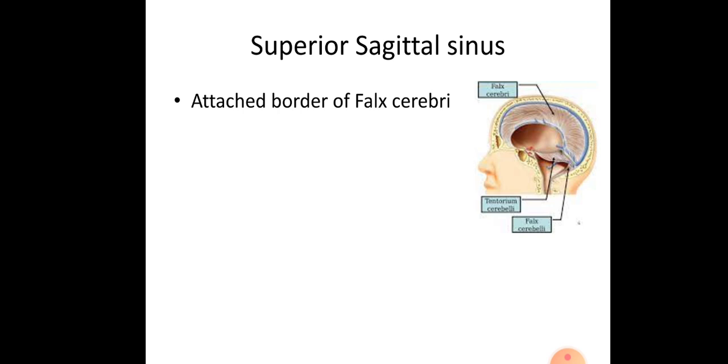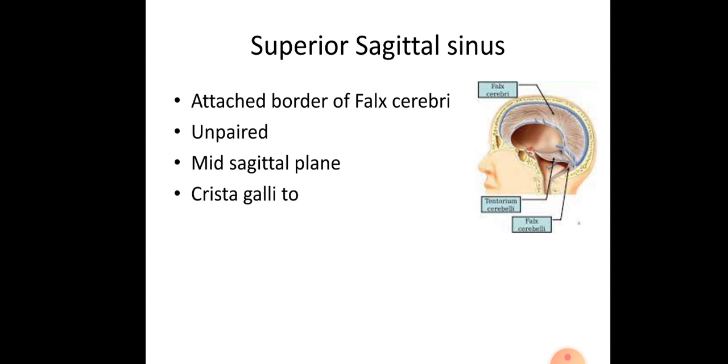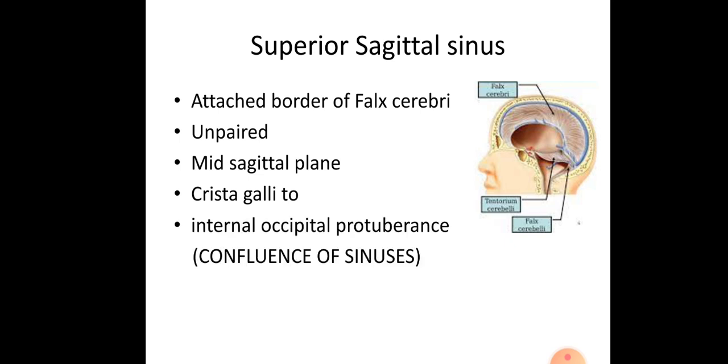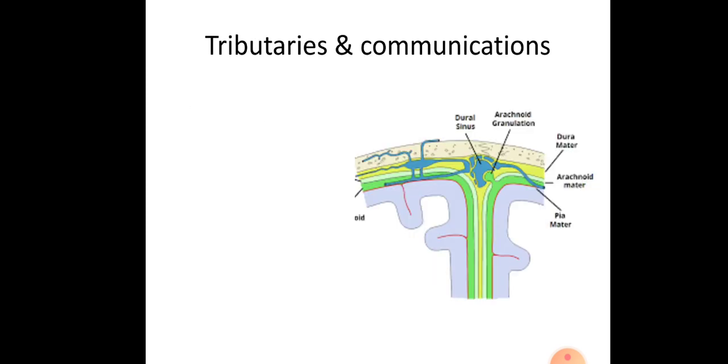And I think now you can say, is it paired or unpaired? Yes, it is unpaired. Where is it seen? It is seen along the attached border, in the midline. And the extent is from the crista galli to the internal occipital protuberance. At the internal occipital protuberance, there is a confluence of sinuses, that is, a meeting of several sinuses, or there will be a dilatation of these sinuses. It is called the confluence of sinuses.